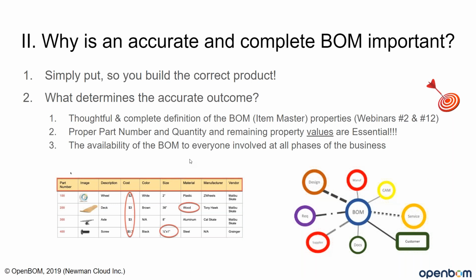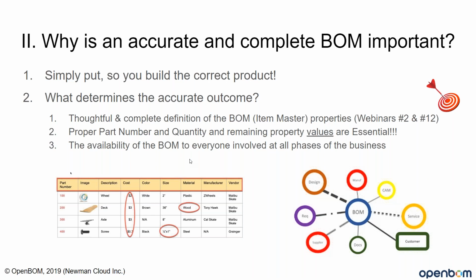Quantity, of course, is super important, and all the other values as well that are going to be passed down to the rest of our organization. And then finally, one of the most important things here is the availability of this BOM to everyone involved in the process. So how do we get that information out to members in our organization?